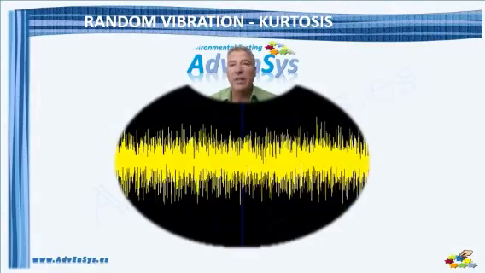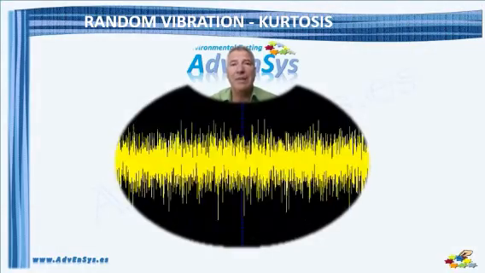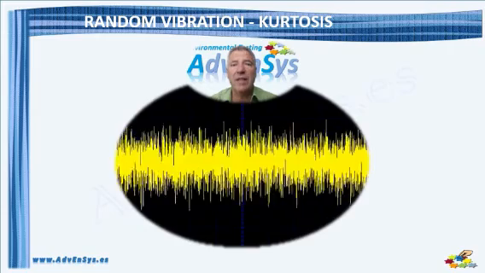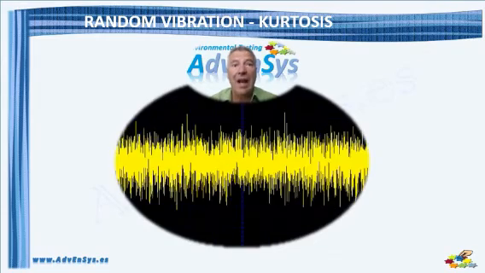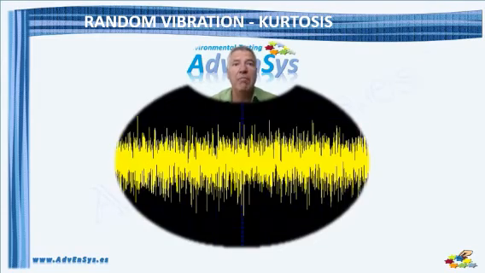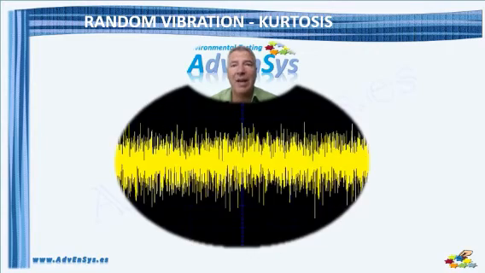So, summarizing, kurtosis is an improvement that helps us to perform our random test more realistically and will be progressively appearing in vibration standards from any sector.